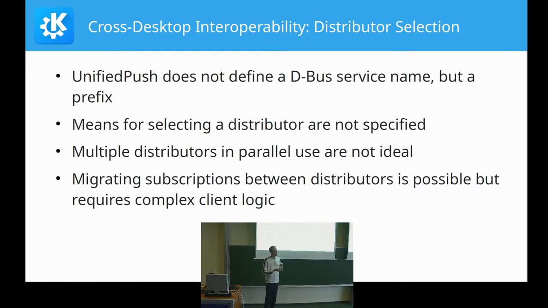And the other problem is that distributors contain state. They know which applications are subscribed, and they need to monitor for the corresponding messages. So we can't have a scenario where there's two distributors racing for the same service name, because if the other one wins, right, then half the applications won't receive their push notifications. So we need some mechanism to agree which distributor to use.